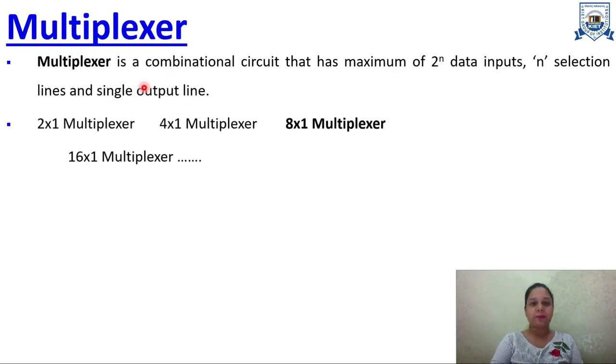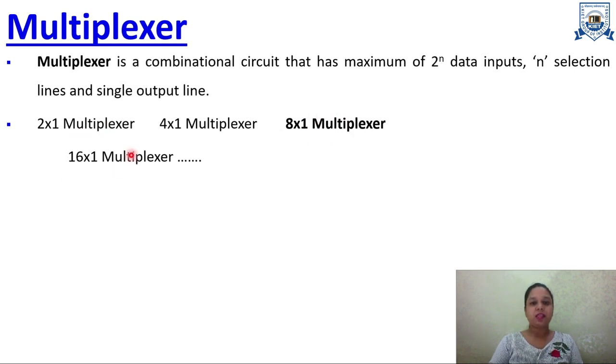These are some examples of multiplexers. A 2 into 1 multiplexer means 2 to the power 1 inputs and 1 output, and if 2 to the power 1 is the number of inputs, then 1 is the number of select lines. For a 4 into 1 multiplexer, 4 is 2 to the power 2, so there will be 2 select lines and 1 will always be the output. Then an 8 into 1 multiplexer: 8 is 2 to the power 3, so 3 will be the number of select lines and 1 will be the output. It is in bold because we will be using this in our topic.